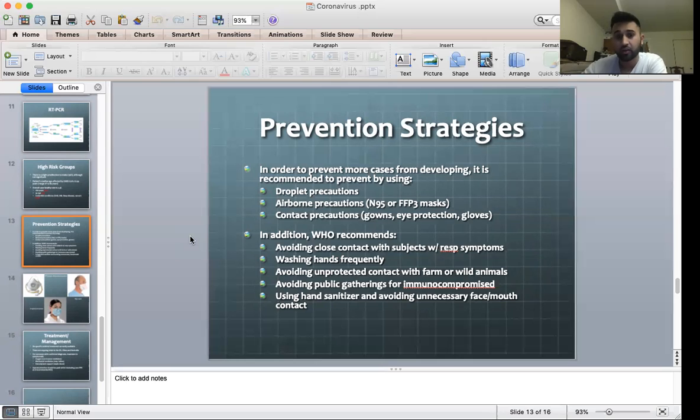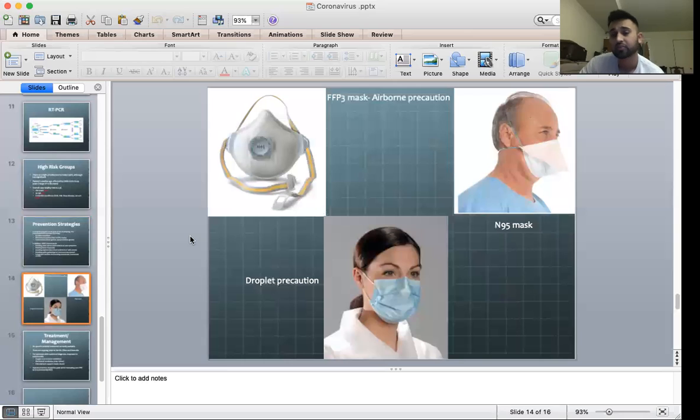It's just really high. And using hand sanitizer, I understand that the prices have gone through the roof because everyone's just buying hand sanitizers. I mean, if you have it, use it. Otherwise, washing hands, I think, is enough. And I just figured I'll put a little picture all the way on the left. That is an FFP3 mask, which is an airborne precaution, an N95 mask, which you probably see a lot in hospitals, and just a normal surgical mask that you would wear to prevent droplets, like in a surgery or something.